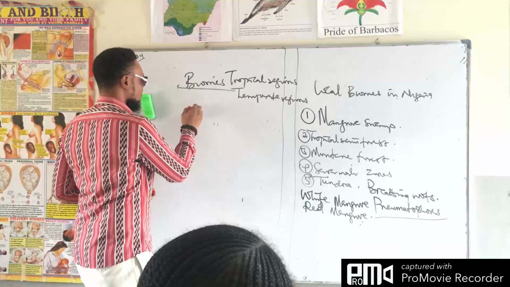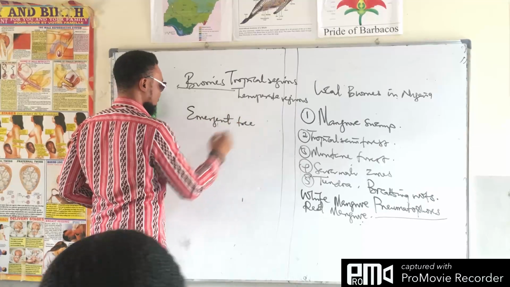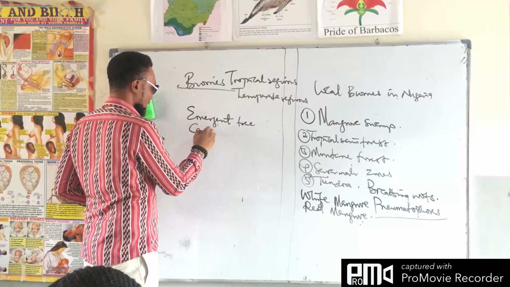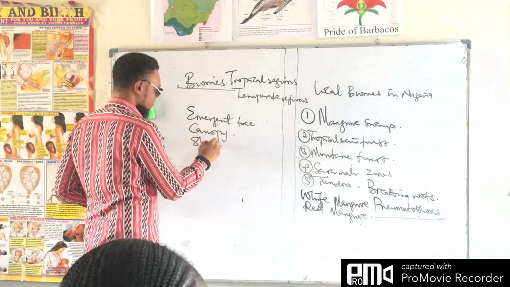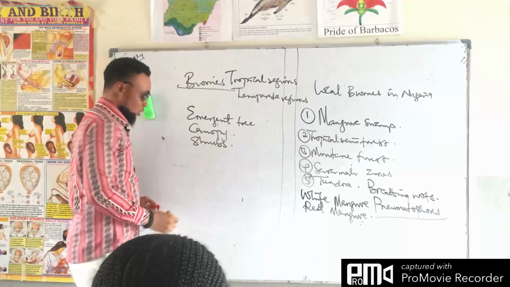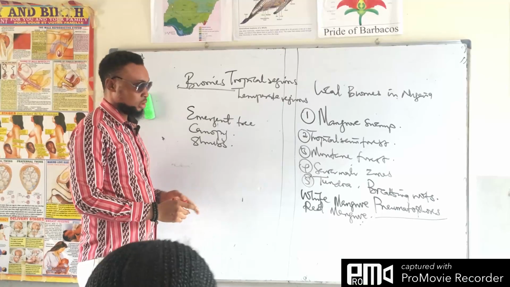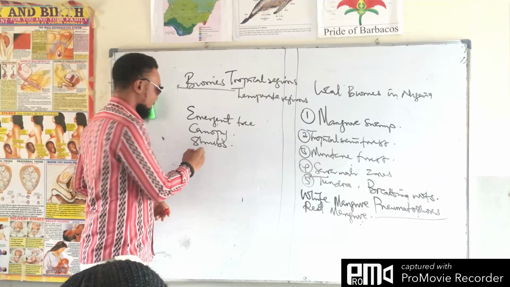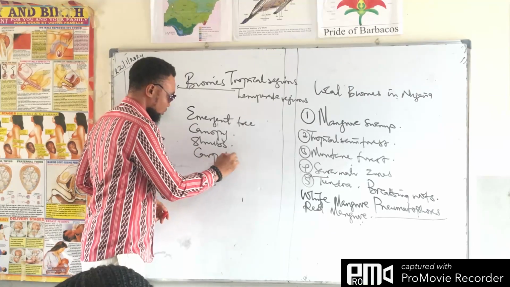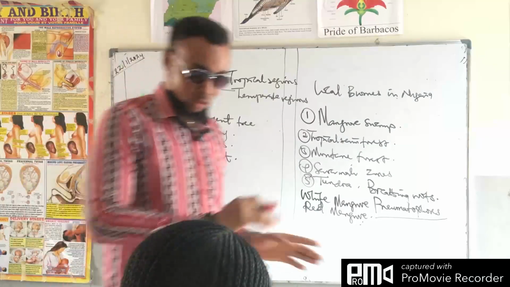We have your emergent trees, we have your canopy, we have your shrubs, then we have your... okay, the last one, I'm trying to remember the last one. Okay, we have your carpet. You will see these terms a lot in JAMB, how to do with forest.